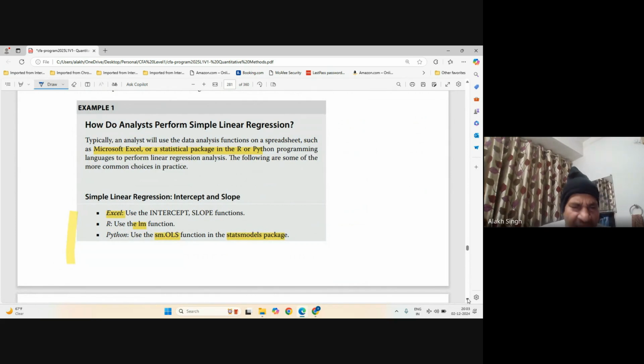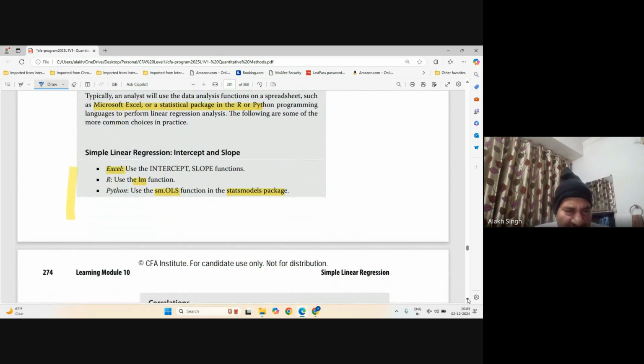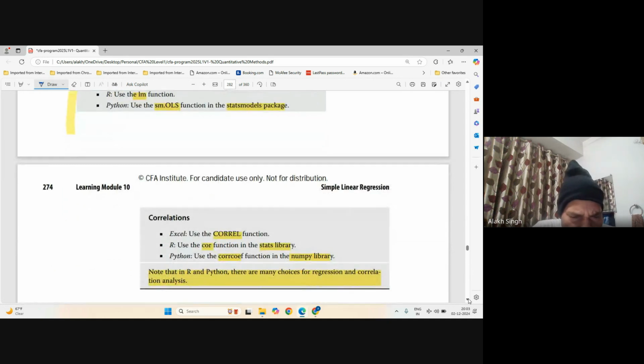Okay. So how do analysts perform simple linear regression? And here are the packages. In Python, use the sm.OLS function from the statsmodels package. So this one is different. This is not scipy.stats. This one is sm.OLS in Python. Okay, so let's see what the code is here.